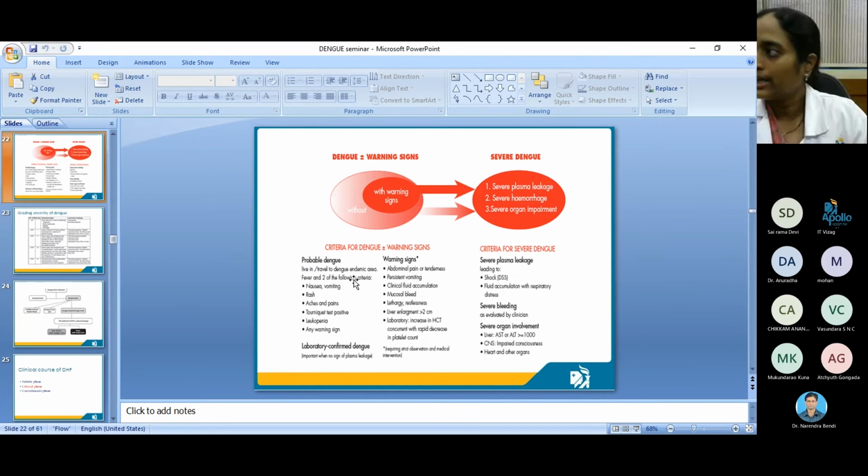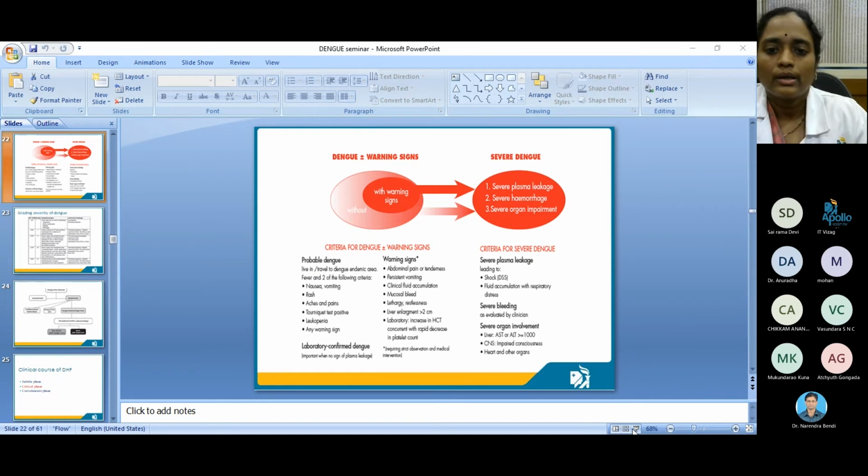In the criteria for dengue, any patient who has visited an endemic area and develops fever within 12 days after his travel, you can suspect dengue in him. The manifestations can be nausea, vomiting, rash, aches, or any other viral fever. The other symptoms, which are the warning signs, are abdominal pain, tenderness, persistent vomiting, clinical fluid accumulation, mucosal bleed, lethargy, and restlessness. Why are these warning signs important?